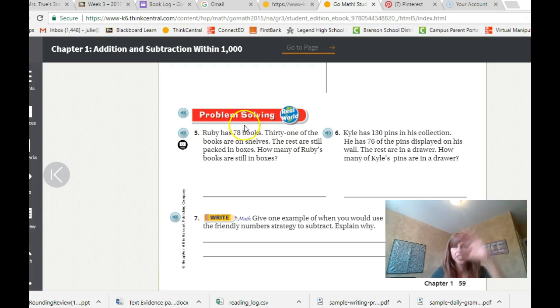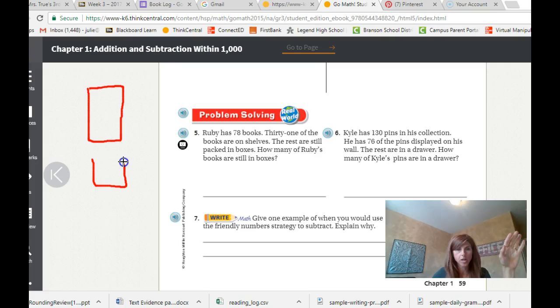So part of that 78 is on the shelf. If we draw a picture, part of them are on the shelf and part of them are down here in the boxes. How many of Ruby's books are still in the boxes? They want to know how many are in the boxes out of the total 78, the total amount of books. So we know those numbers aren't going to be put together, they are going to be separated. So we can add those numbers back in.